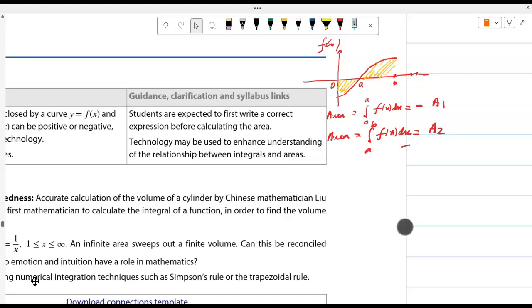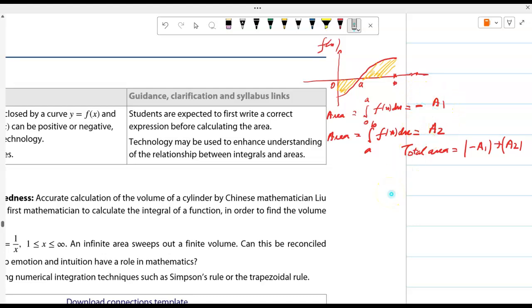So therefore, the total area would be what? You drop the sign, basically. Are you following what I'm trying to do? You need to remember, if the curve is below the x-axis, then the integral will come negative. So this one would be negative, and this one would be positive. If you want the total area, you don't take the minus sign. You take A1 plus A2. That's the meaning of modulus.